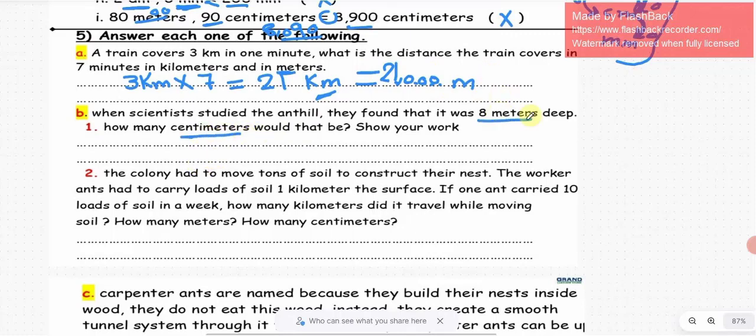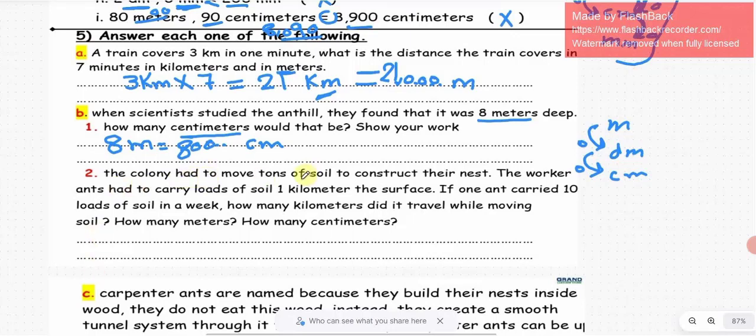When scientists studied the anthill, they found that it was 8 meters deep. How many centimeters would that be? Show your work. I want this number, 8 meters, to be in centimeters. Take care with the question. Between meter and centimeter, we have 2 zeros. So put 2 zeros. It will be 800 centimeters.